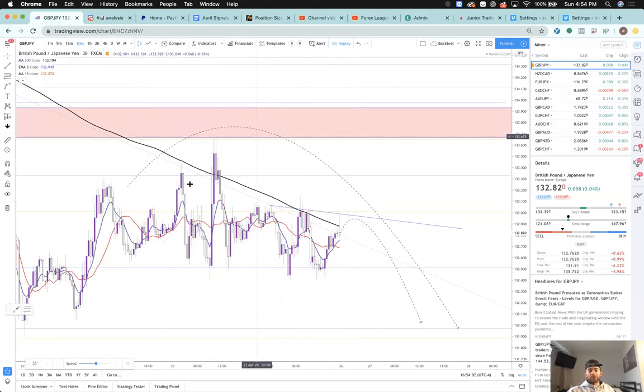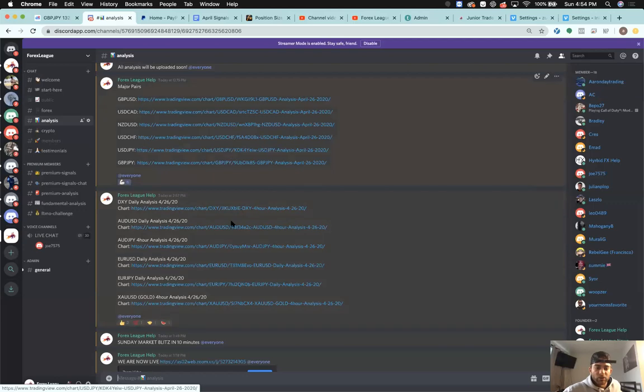Overall, this was our idea. Hit this red zone, go lower. Still being backed right now. So if we can respect this zone, we are going to go lower. So again, that was all the analysis. All of it is posted in here, Sunday Market Blitz.